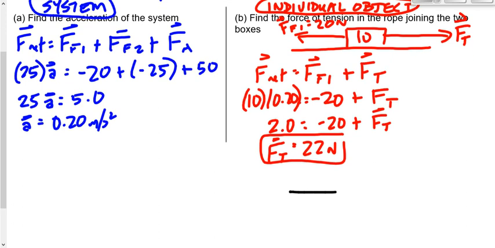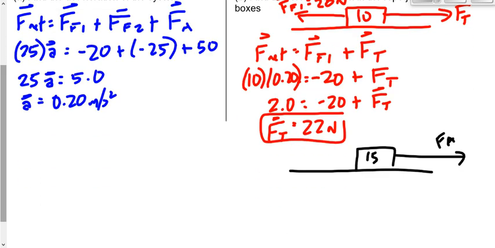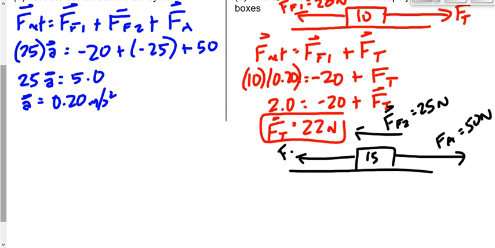If we analyze the 15 kilogram object, we have an applied force to the right. That applied force was 50 newtons. We have a force of friction to the left, we'll call that FF2, and it was 25 newtons. And then we have a force of tension to the left as well, because object number 1 is pulling back on object number 2. So it is a little bit harder to analyze object number 2 because there are 3 forces versus 2 forces. But I shouldn't really say harder, just a tiny bit more work because there are more numbers in here.